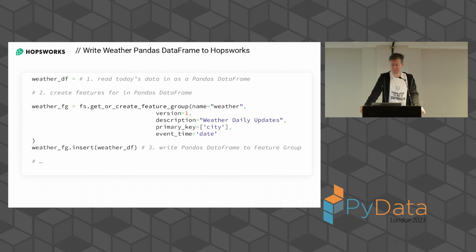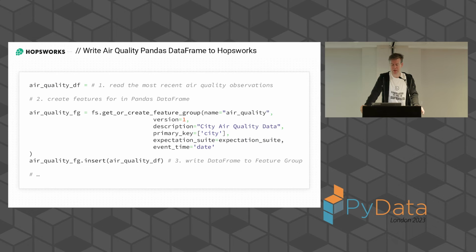Now, this is the code we looked at already. How do we write a data frame to the feature store? In this case, we created a weather data frame and an air quality one. We created a feature group and we wrote it. So the air quality is pretty much the same, and the only difference here is that we had an expectation suite that we added. That expectation suite, we can have a look at it in a second. It stores the results of your feature pipeline runs, and you can see if there were problems in them.